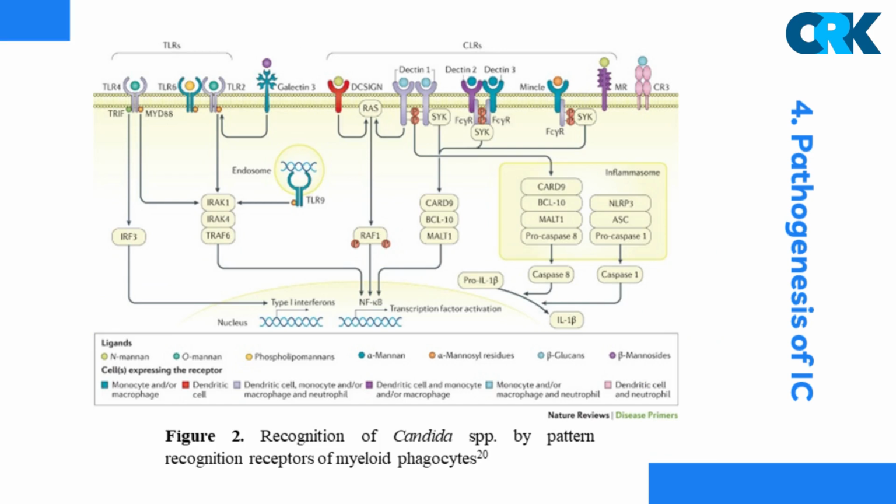This figure shows the surface and intracellular pattern recognition receptors, the different myeloid phagocytes that express them, and the corresponding Candida species pathogen-associated molecular patterns, or ligands, that they recognize.